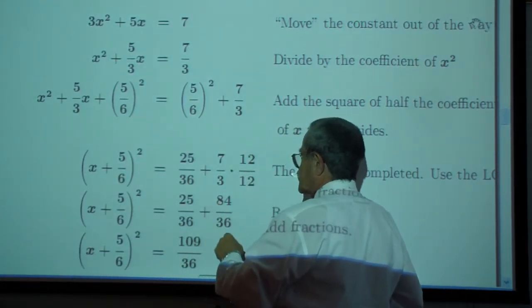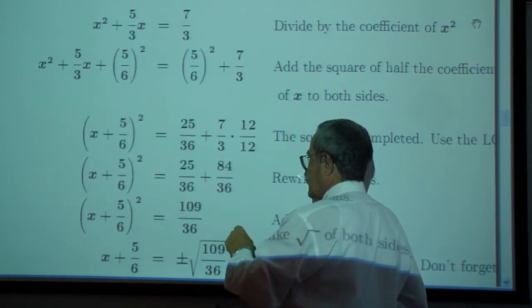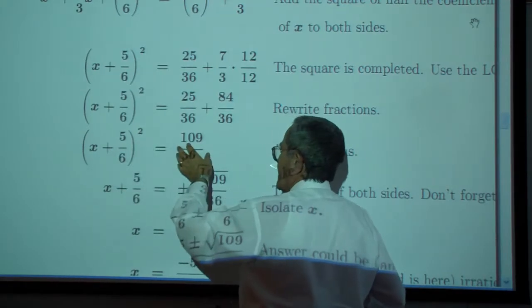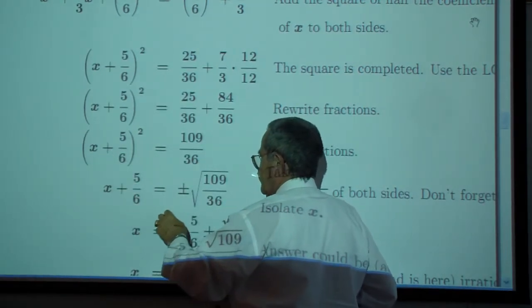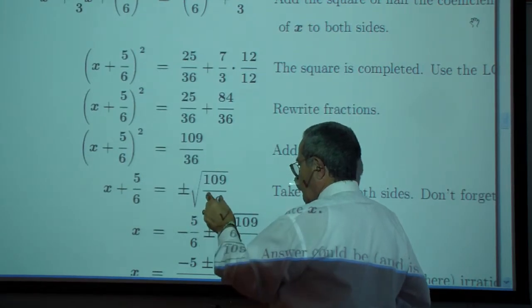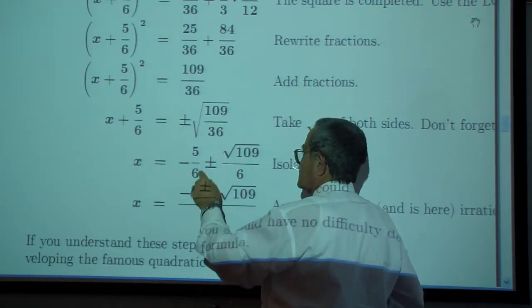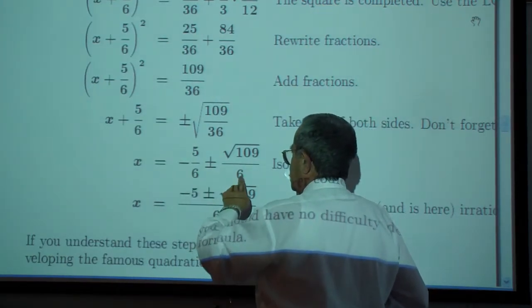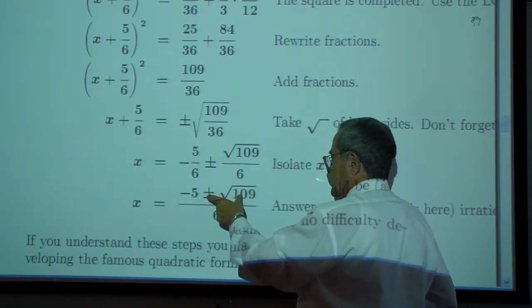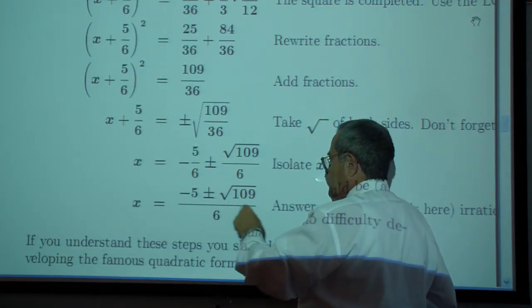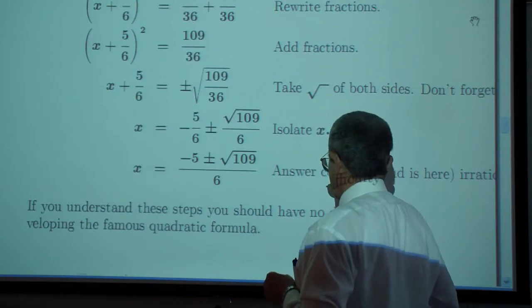And on the right side, you want to get the same denominator. You want to add the fractions. Then you want to take the square root of both sides. X plus 5/6 equals plus or minus square root of 109/6 after you take out the 6 from the 36. You happen to have the same denominator. You can combine the numerators, the two terms in the numerator over the same denominator.